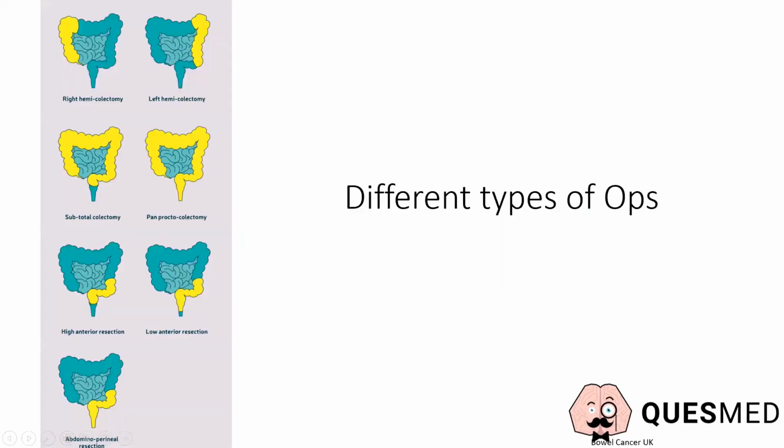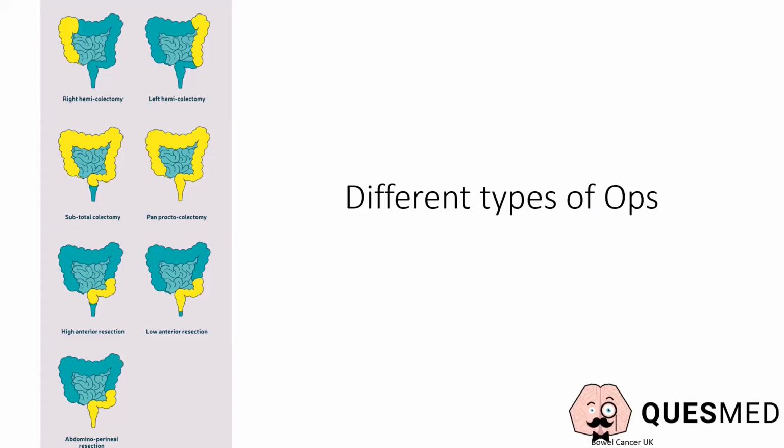So this is just a brief diagram highlighting the different operations that may be performed. So a right hemicolectomy is used for right-sided tumours, so those at the cecum, the ascending colon, or the hepatic flexure. A left hemicolectomy is used for tumours of the splenic flexure, descending colon, and proximal sigmoid colon, although a sigmoid colectomy can be used for tumours of the sigmoid colon.